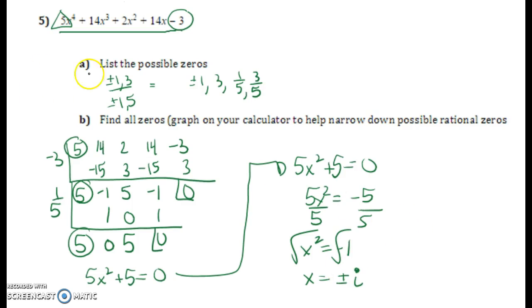And so all the zeros would be -3, +1/5, and plus or minus i.